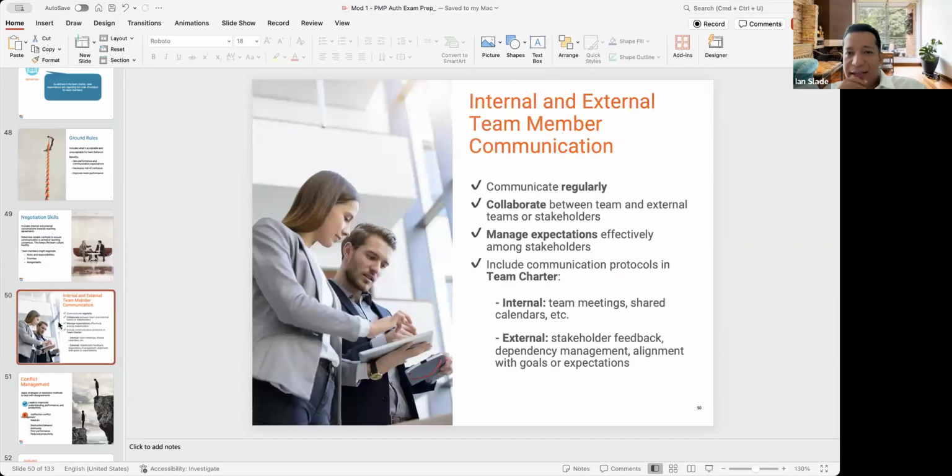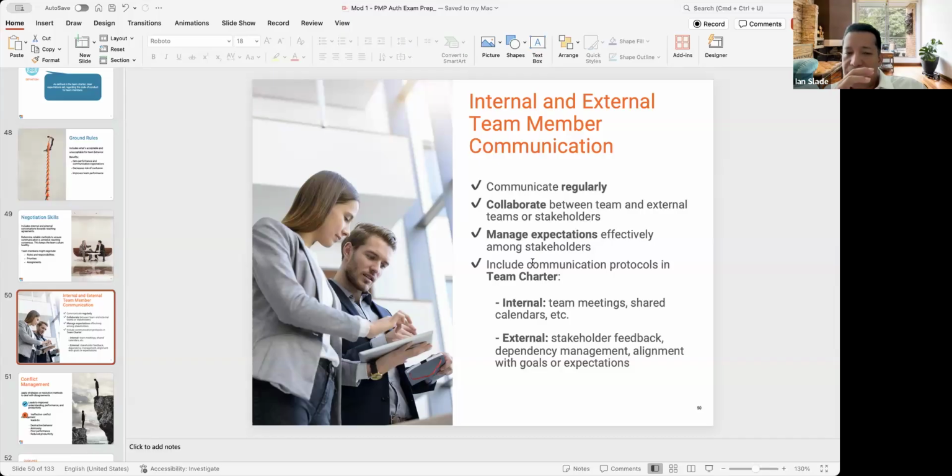All right, internal and external team member communications. As you can see here, when you hear the word communication, you want to underline the word regularly. Regularly, frequently. It is the frequency that is a huge part of your communication. It's not just how you communicate, it's not just what you communicate, it is when you communicate. And the more you communicate, the more frequent, the better.